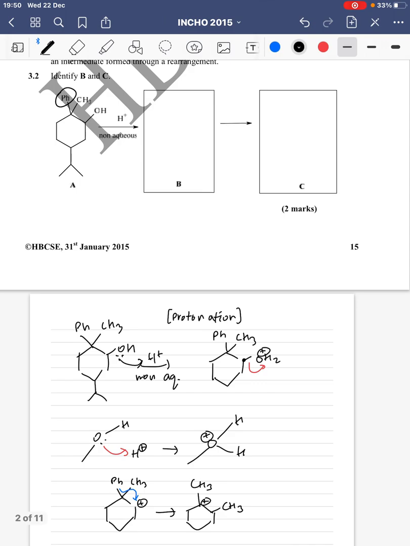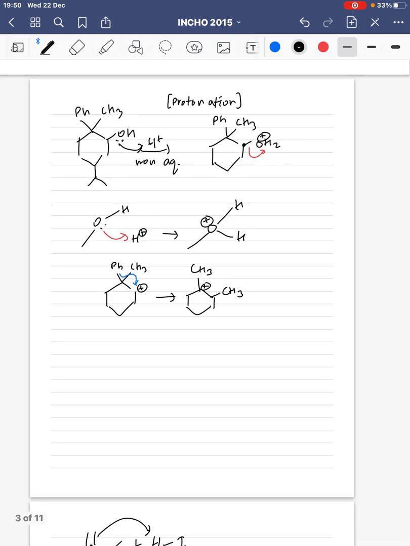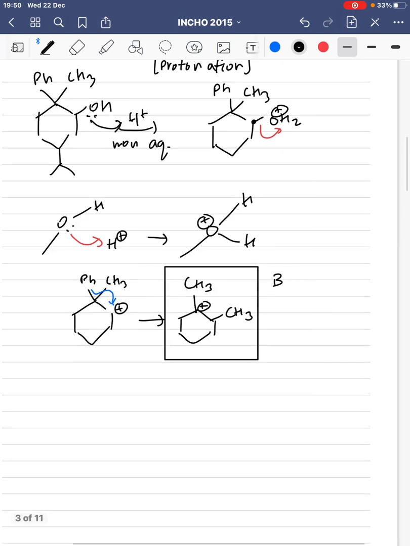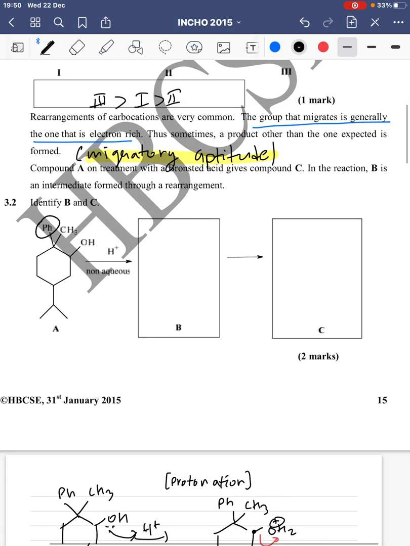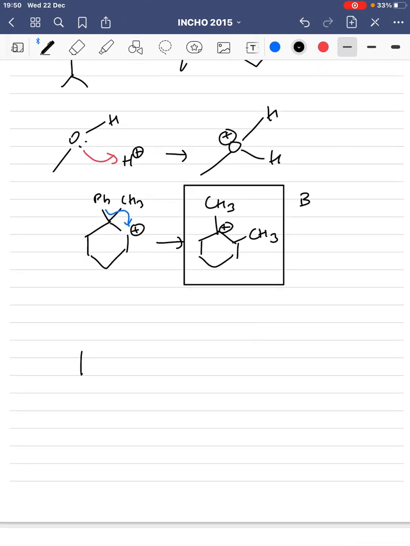And now this would be our stable intermediate, that is B. So we can draw this, and this would be our answer for B. And now they have said in the reaction B is an intermediate, and so we need to form the C product now. So this is our product, that is B. Well, this was actually Ph, sorry about that.